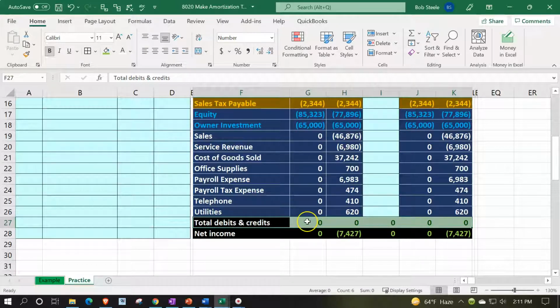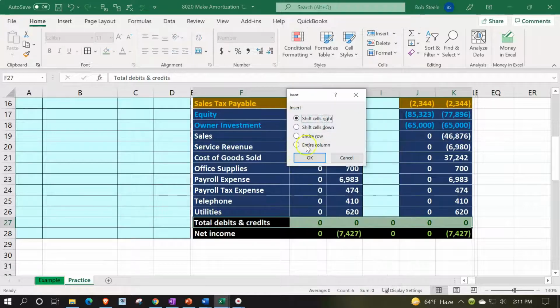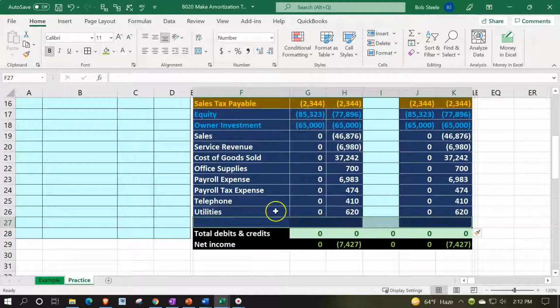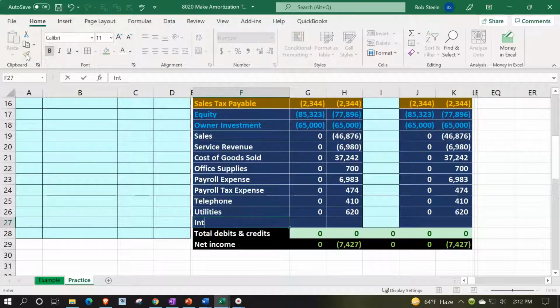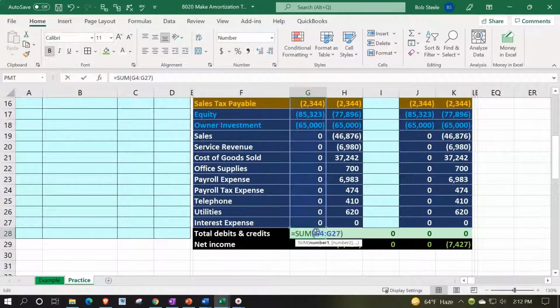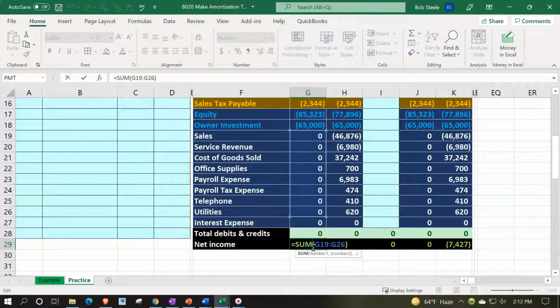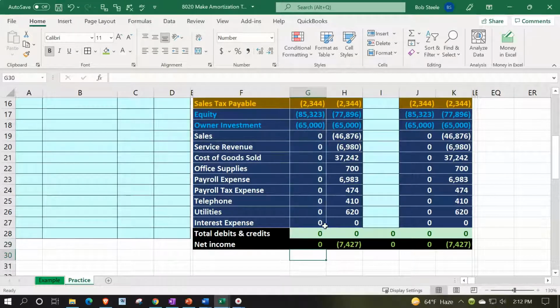So on the trial balance, I'm going to select these cells, right click and insert, and shift these cells down. I'm going to highlight the ones above them and use our paintbrush to paint them down. So then this is going to be interest expense, 0, 0 to start out with. And let's double check that our totals are totaling up the way they should. This one is not, so I'm going to add the interest expense there, dragging it down. I'm going to select these two totals and then use autofill and drag them across to make sure that they're all totaling up the way they should.